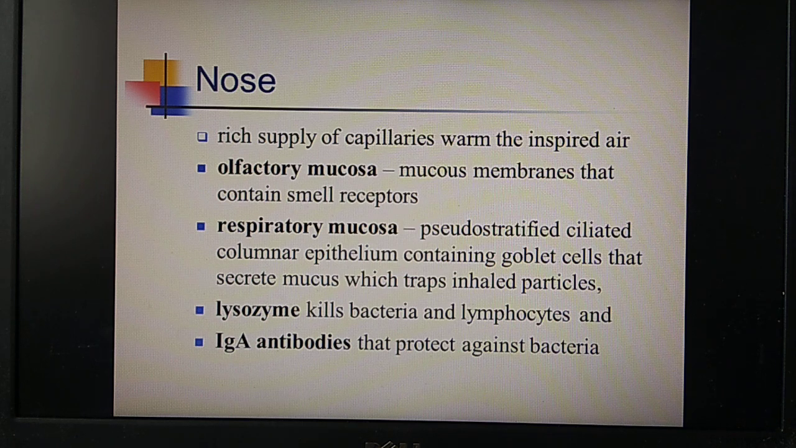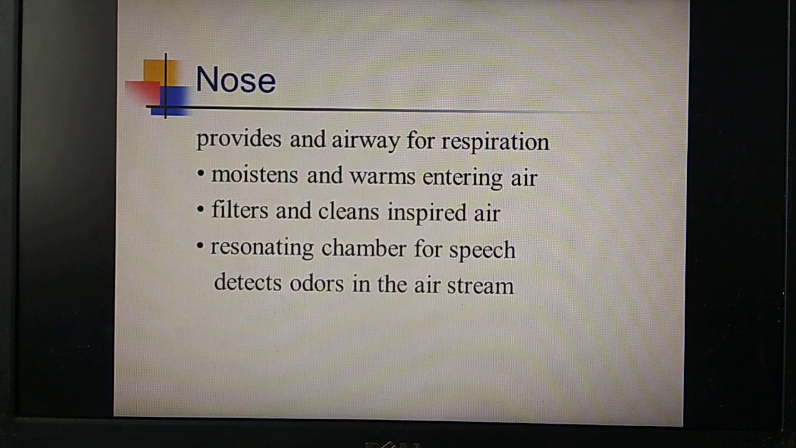And the lysozymes usually kill the bacteria which are present in the air, and some lymphocyte cells also. And the IgA antibody, which protects against bacteria, is usually secreted in the nose. So many of the dirt particles get trapped in the nose itself, which helps us avoid the symptoms as well as the disease conditions.